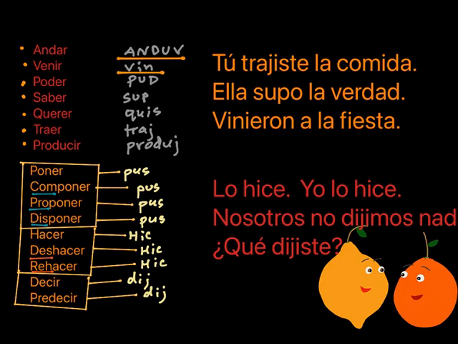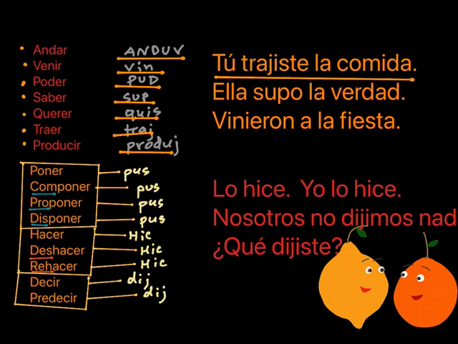And for poder it will be pud, that you already have seen, and so forth. You will see that the roots are slightly different, and when you conjugate the verb, you will need to take those slightly different roots and attach the endings corresponding to the irregular verbs to them. Example would be, tú trajiste la comida. You brought the food.